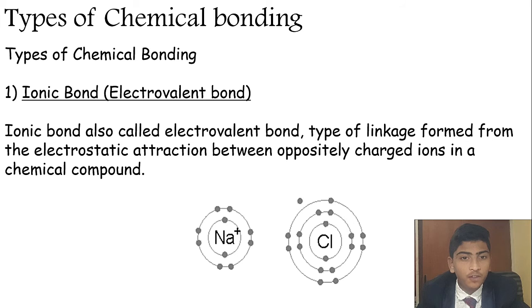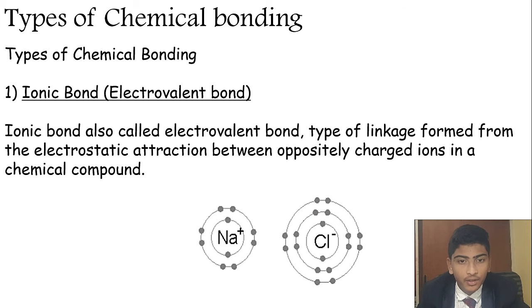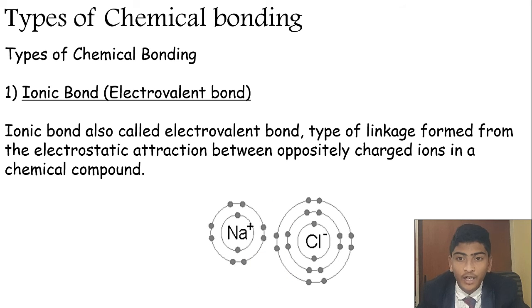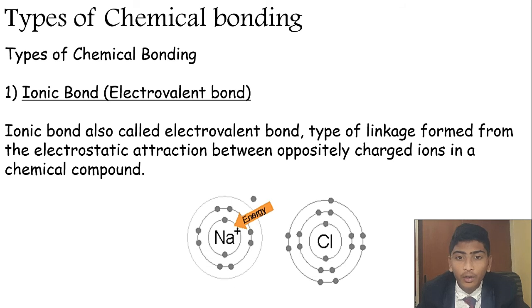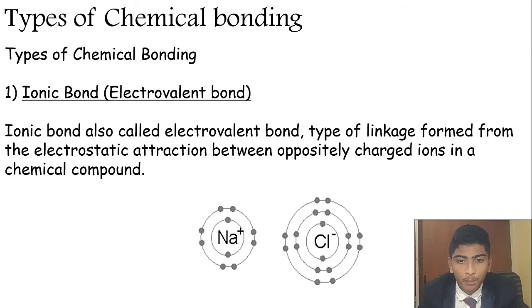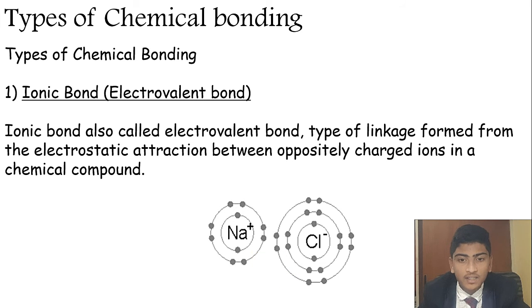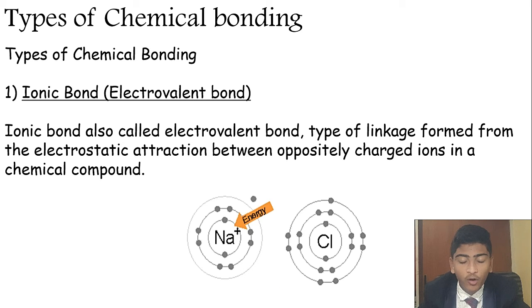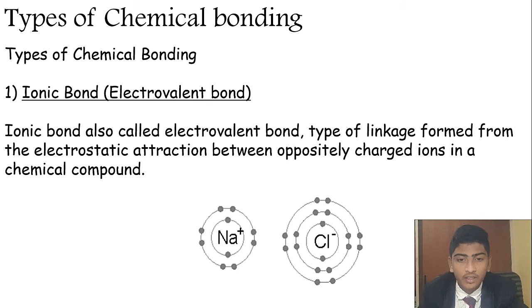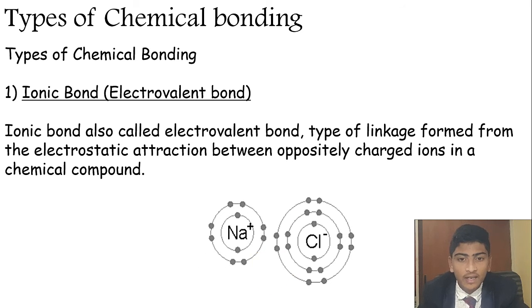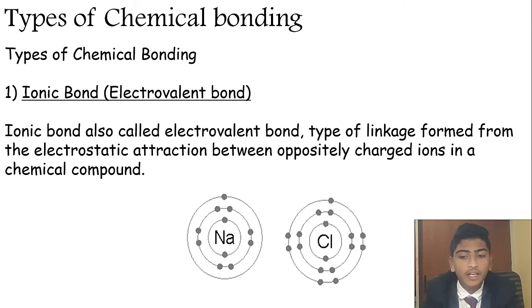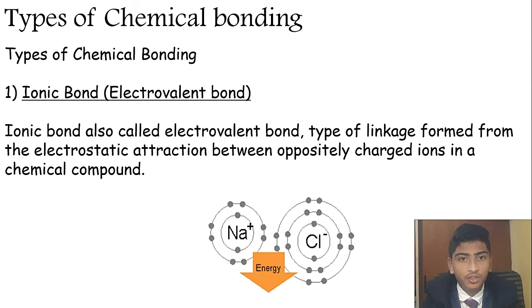Next, there is the first bond. It is the ionic bond, which is also called the electrovalent bond. This ionic bond forms between two oppositely charged ions in a chemical compound. These charges can be found by their nuclear charge or their stability according to their valence electrons. This is the strongest bond of all three bonds.